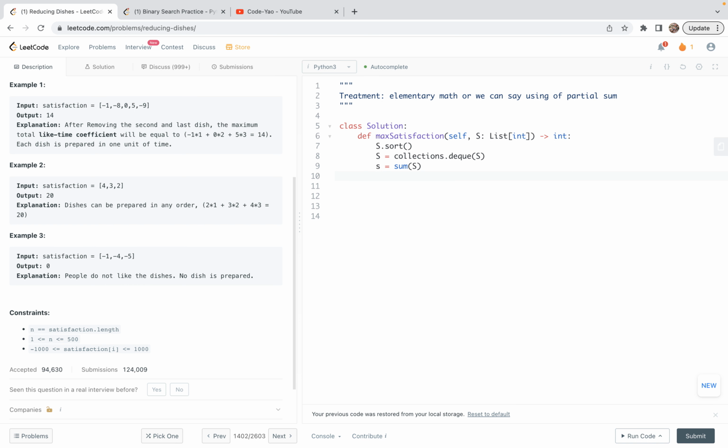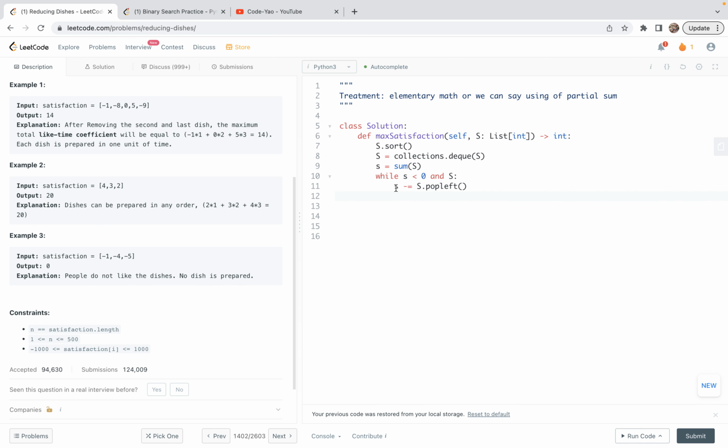satisfaction levels. Then basically we want to make the remaining sum of the satisfaction list non-negative. That way we can compute the largest possible lag time coefficient. So this is nothing but a standard while loop. So while little s is less than 0 and capital S, in other words, S is not empty, because we want to use some pop operations, then we're going to increment this little s by S pop left, right?